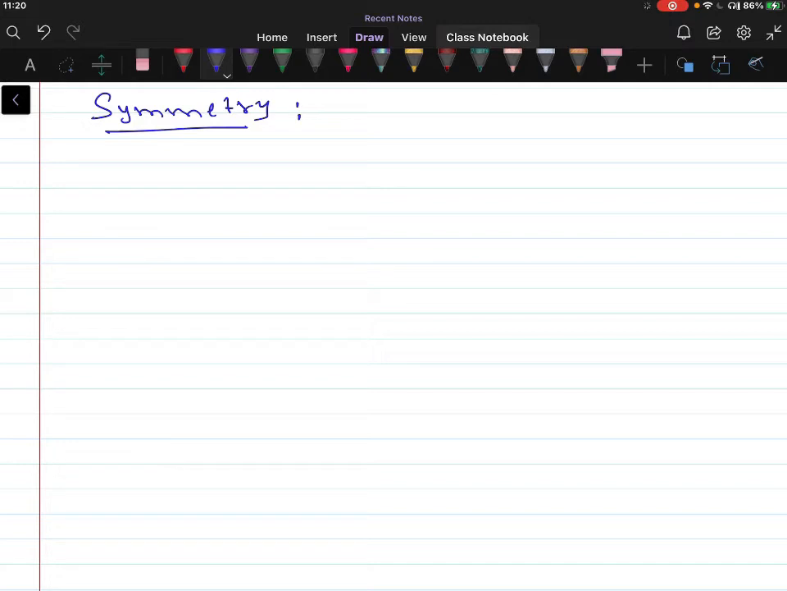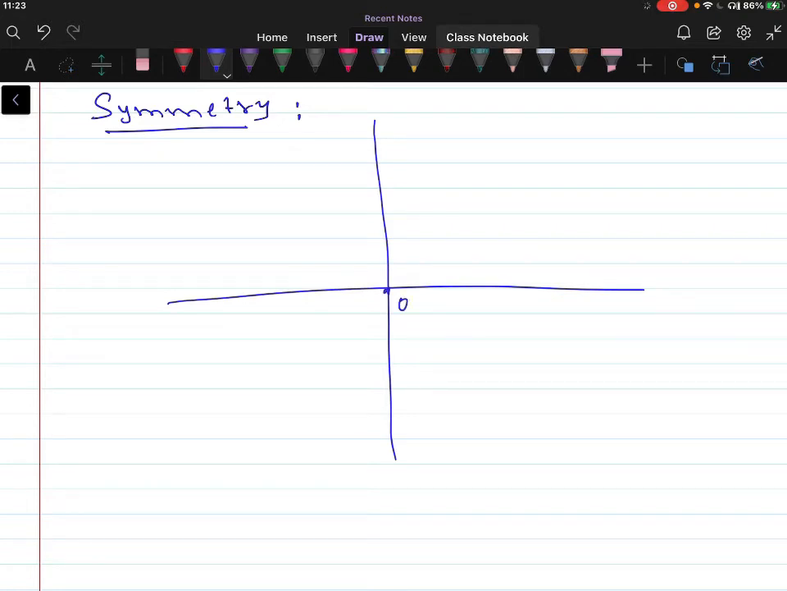Now let us move to the concept of symmetry. By using the concept of symmetry, one can plot the graph of a polar curve. Symmetry is one of the important properties for graphing polar curves. So let us see what exactly symmetry is. Let us fix the origin O, and take a point P with coordinates r comma theta. The line OP makes an angle theta with the initial ray. So P of r comma theta is a point in the first quadrant.